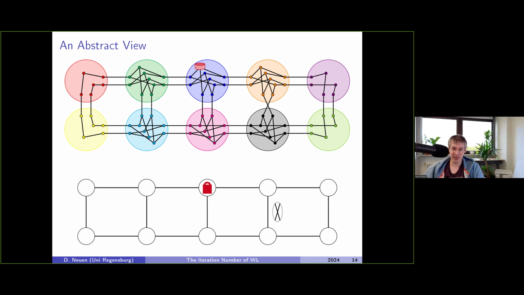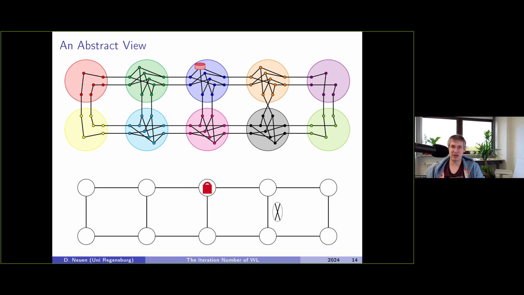This should hopefully remind you of a very familiar type of game in graph theory, which is a cops and robber game. These locks correspond to the cops and the cross corresponds to the robber. Now we want to place these locks to eventually capture the robber, or the cross. And this is what we can do here.